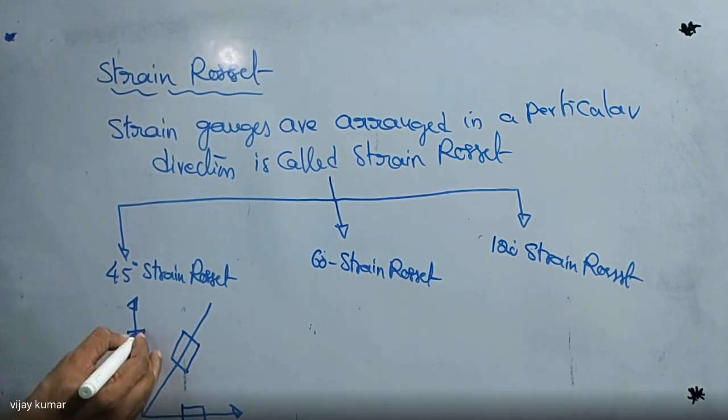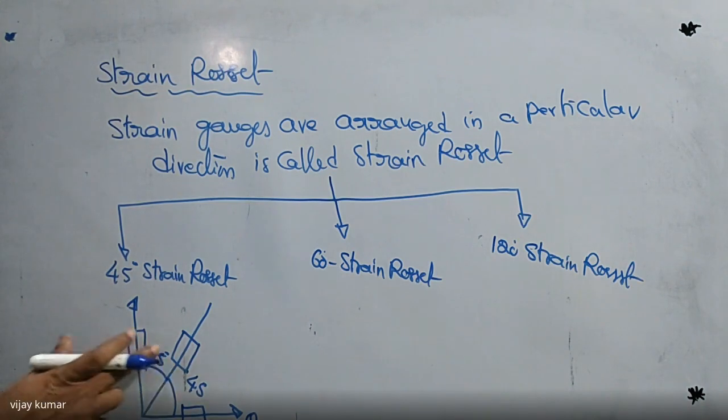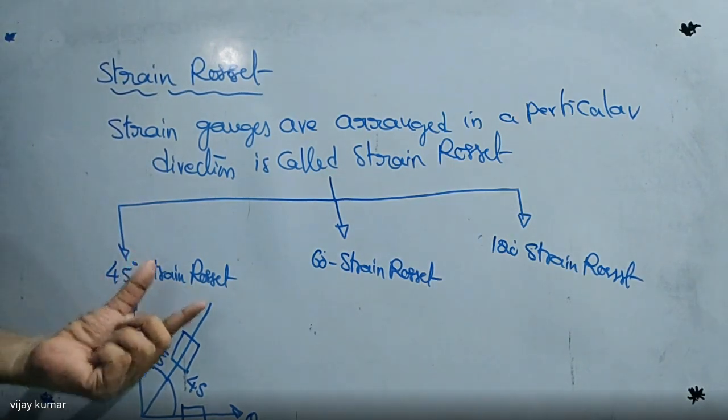So how many gauges are required here? Three gauges are required. But here theta is equal to how much? 0 degrees. But what is the angle between these two? Theta is equal to 45 degrees. And what is the angle between these two? Theta is equal to 45 degrees. So between these two gauges, angle must be equal to how much? 45 degrees. So that is named as 45 degrees strain rosette.